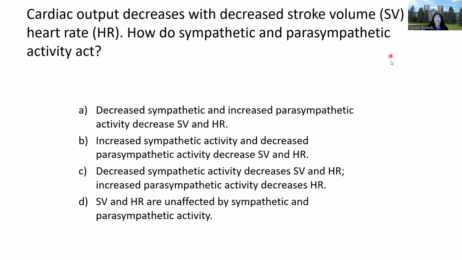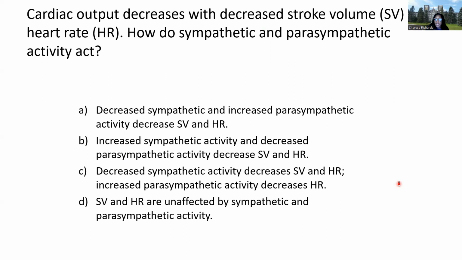All right. So cardiac output decreases with decreased stroke volume. All right, you can see the rest of this. And heart rate. How do sympathetic and parasympathetic activity act? So most of you picked C.